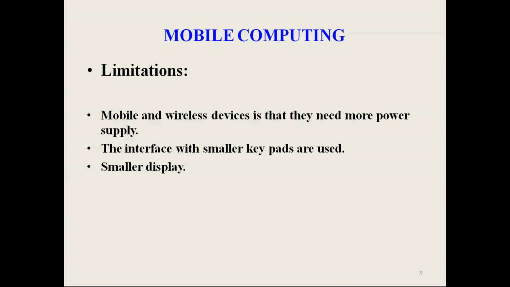You can try it in your home also. Simply choose wireless devices, and the battery drains out very fast. The main drawback of mobile wireless devices is that they need more power, or more energy supply, with more and more built-in features. More power is needed as the battery is drained out.